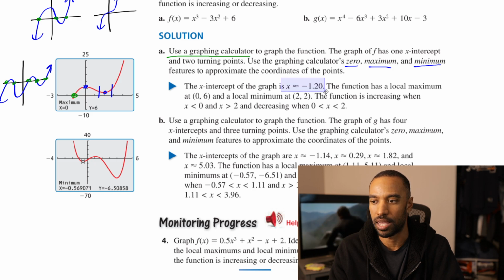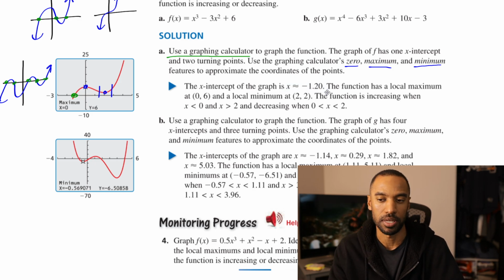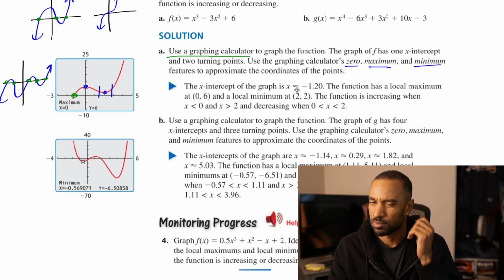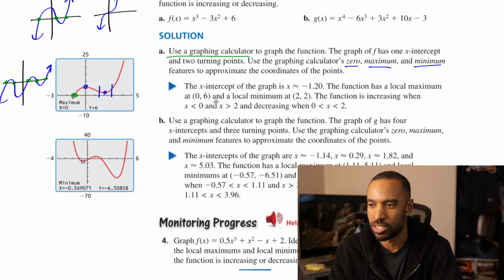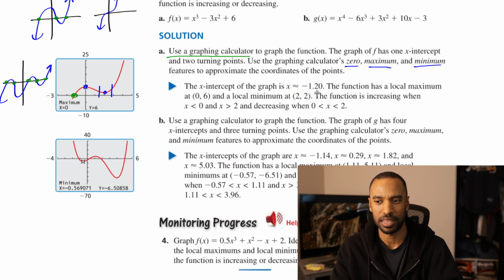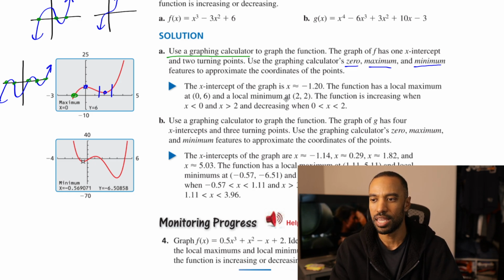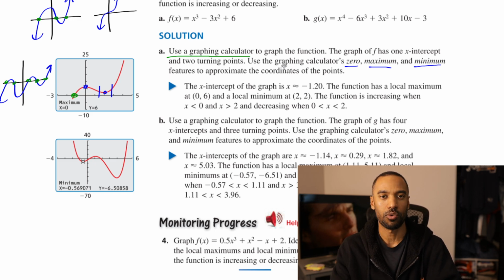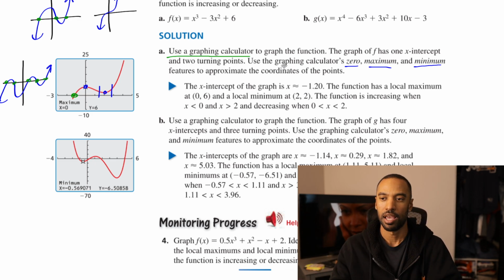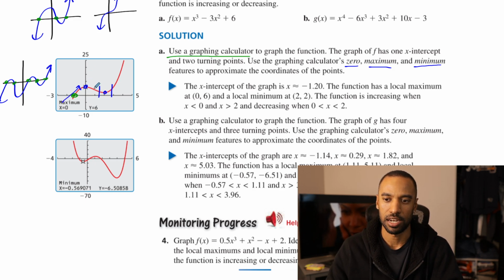The x-intercept is around negative 1.2. Again, it's not exact, possibly irrational. And then there are exact local maxes and mins at (0, 6) and (2, 2). That's not always predictable like that. You're going to see a lot that are at random places, and I think that's the point. But those are the x values of the maxes and mins at 0 and 2, and the actual y values of the maxes and mins are 6 and 2. So the intervals of increase and decrease are based off of whether you're at a max or min. A max means you go from increasing to decreasing, and a min goes from decreasing to increasing.